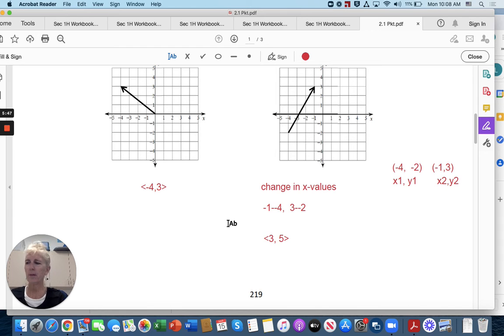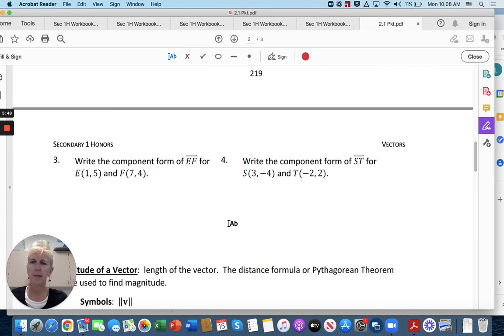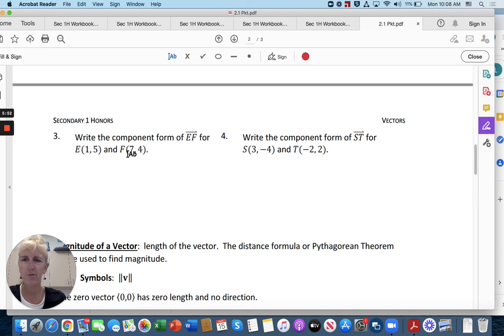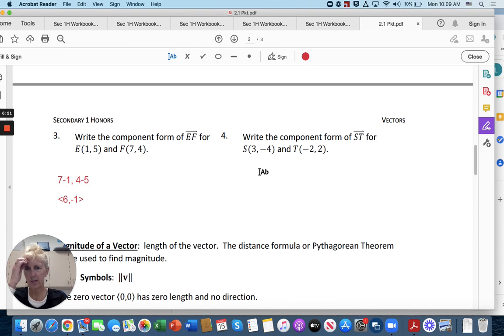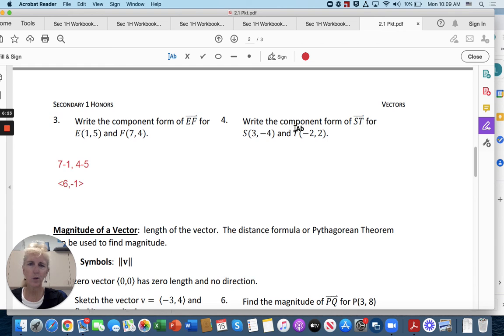Okay, so on these problems on the next page, write the component form of EF for this. So it says E is the beginning, F is the ending. So we start with the ending, and we're starting with the x value, so it's 7 minus 1, comma, and then it's 4 minus 5. Okay, so we can say that vector is, the component would be 6, comma, -1. And there, you're done with that. I'll let you do this, and you can stop the video and work on number 4.